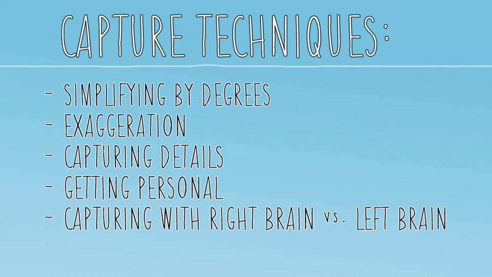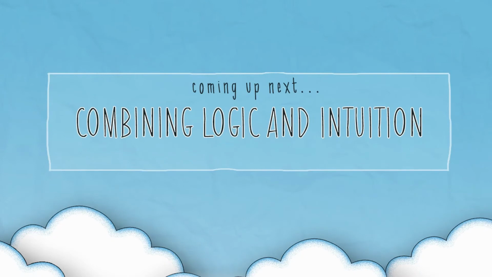We've covered several techniques of simplifying a subject, including different levels of simplification, exaggeration, balancing details and big picture thinking, and most importantly, the principle of capturing our personal point of view of the subject rather than trying to give an objective description. We've also discussed in some length the difference between capturing on the right brain and capturing on the left brain. In the next section, I want to delve deeper into that magical instrument called our brain and see if we can get these two seemingly conflicting powers of logic on one side and intuition on the other side work together in harmony.